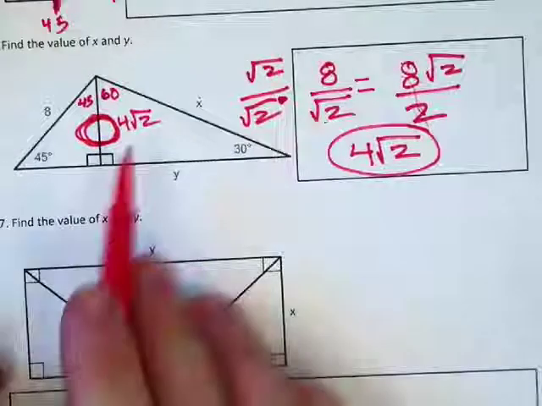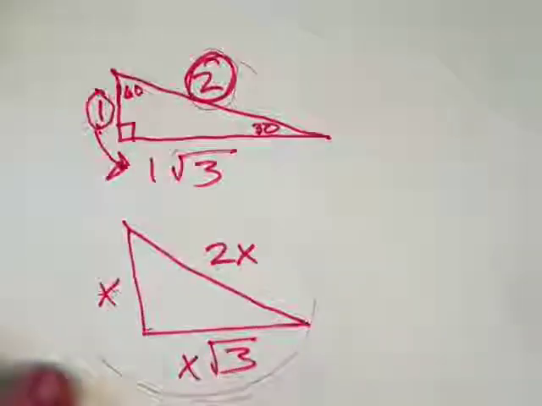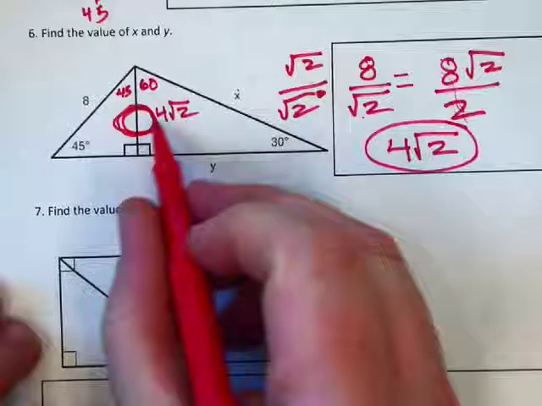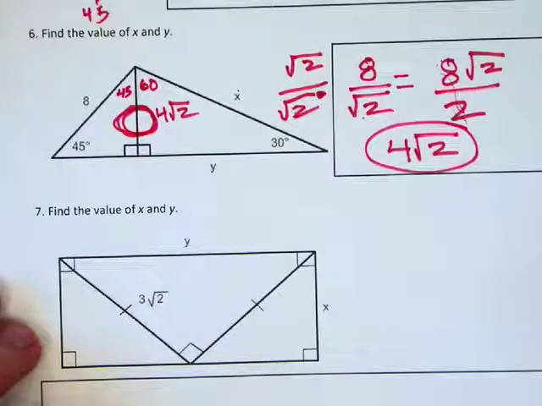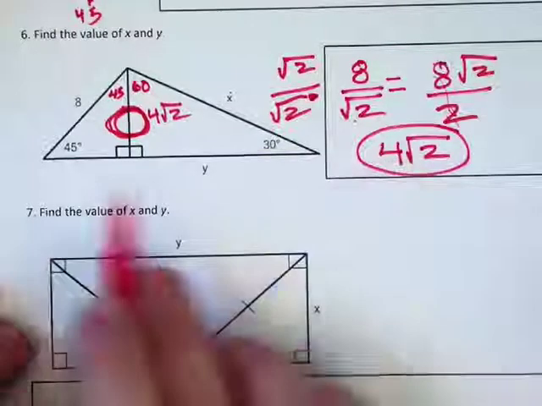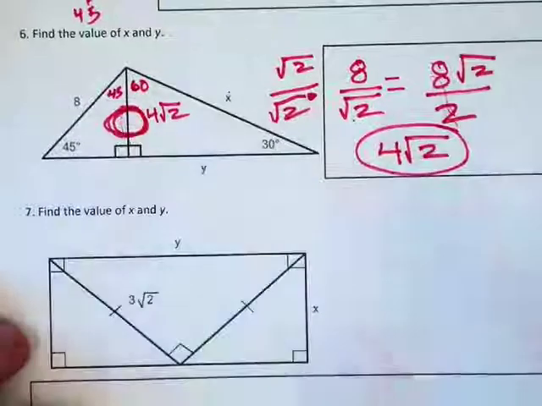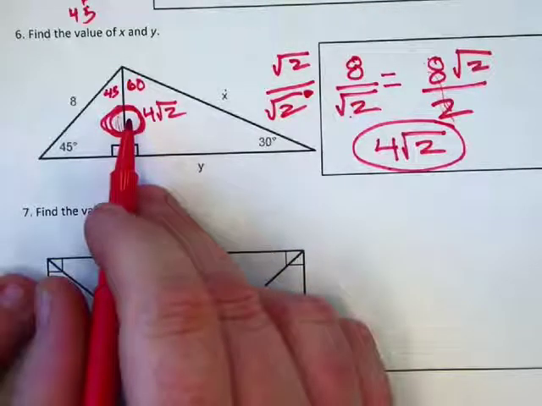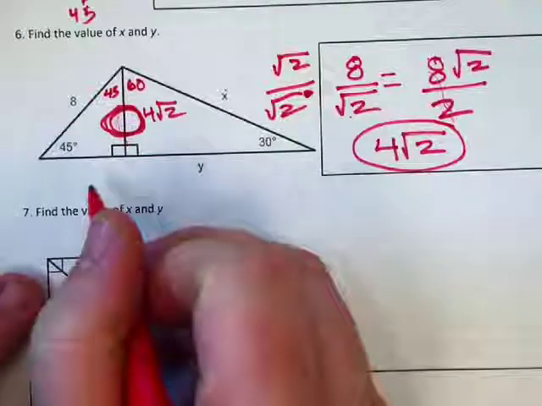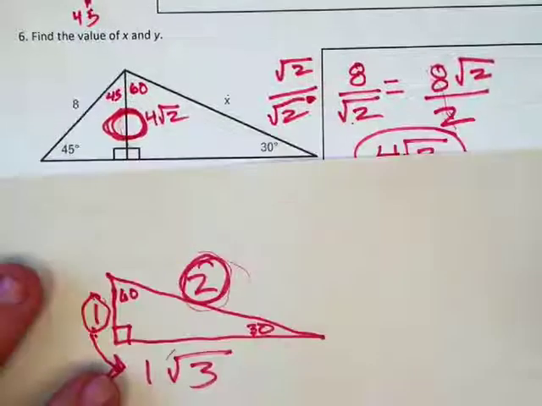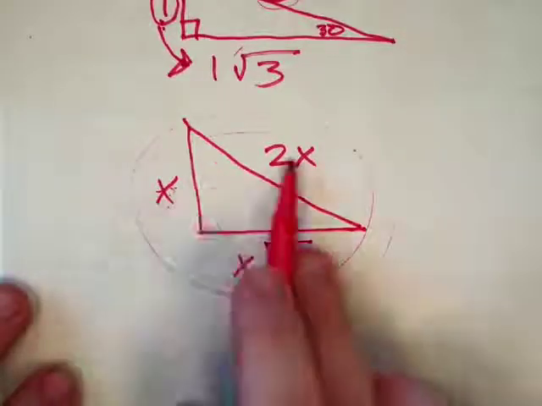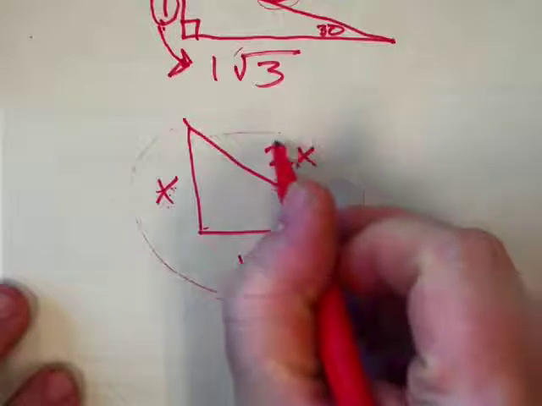Well, let's look at this one. Which side do we know? It just so happens we know the short side, x. What is x? x is 4 times the square root of 2. I don't know why I circled it. That's not the answer. That's the answer for that side right there. Okay. Anyway, so we have 4 times the square root of 2 is our x. We're trying to find the hypotenuse. Well, how do we find the hypotenuse? 4 times the square root of 2 times 2.